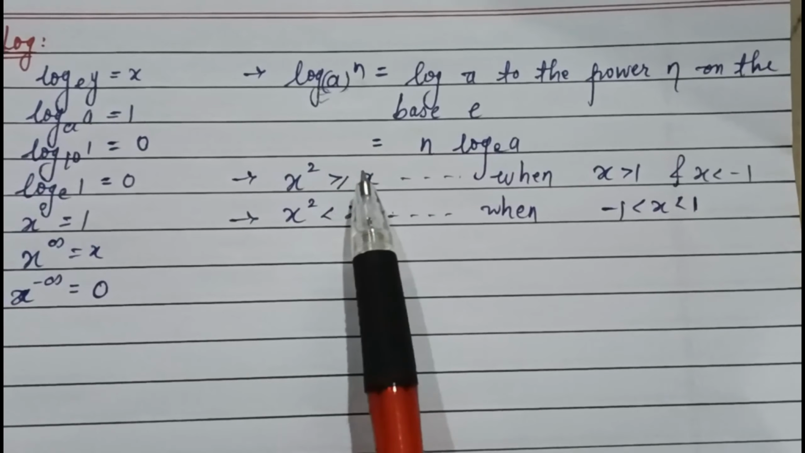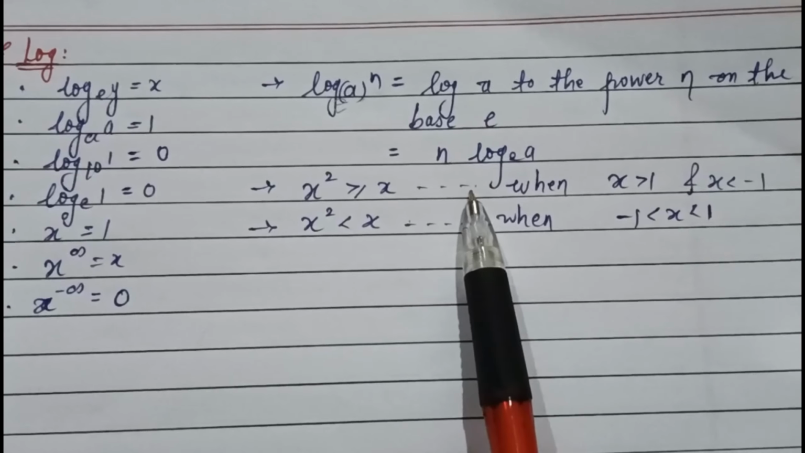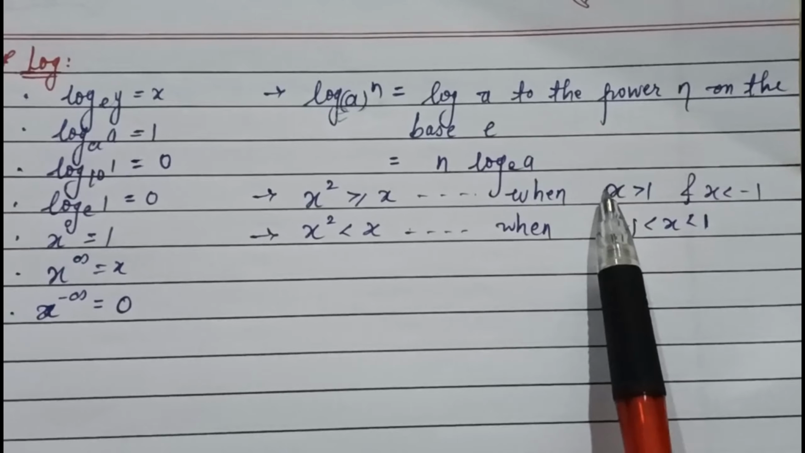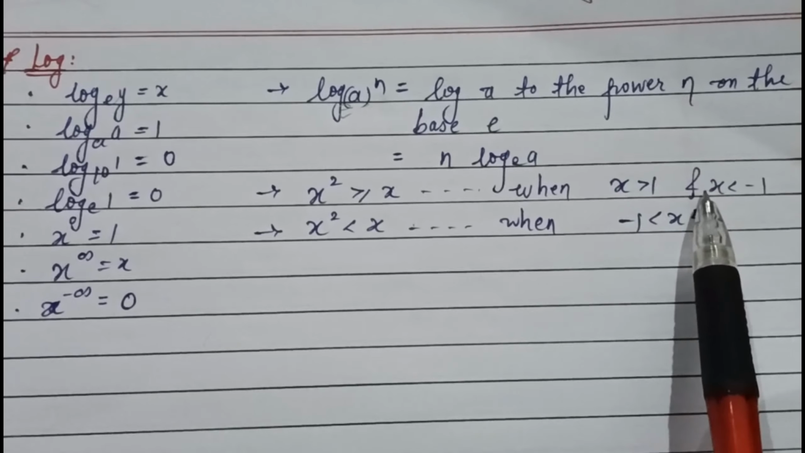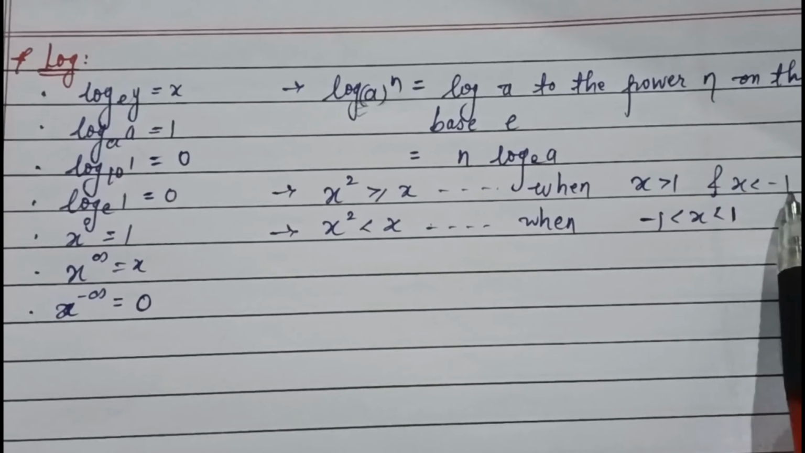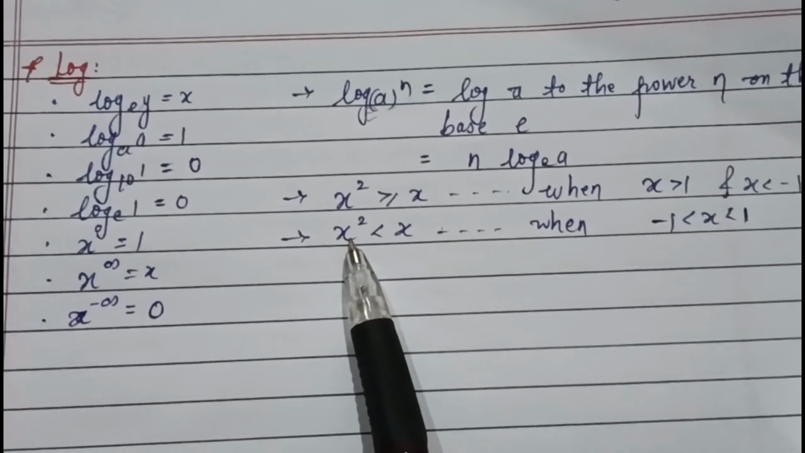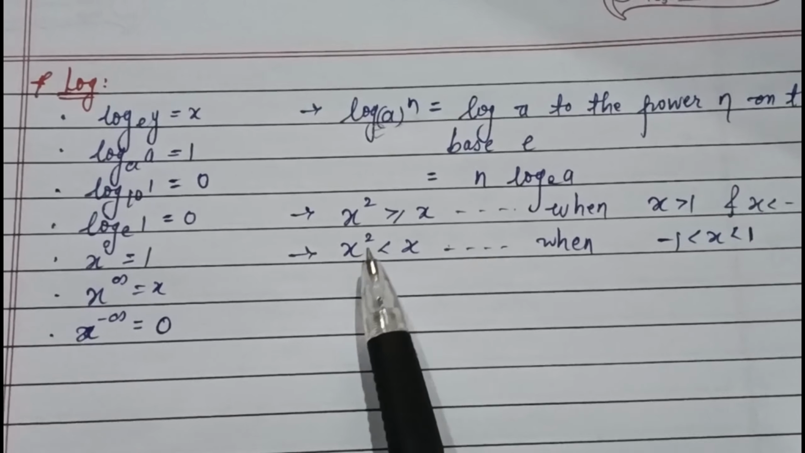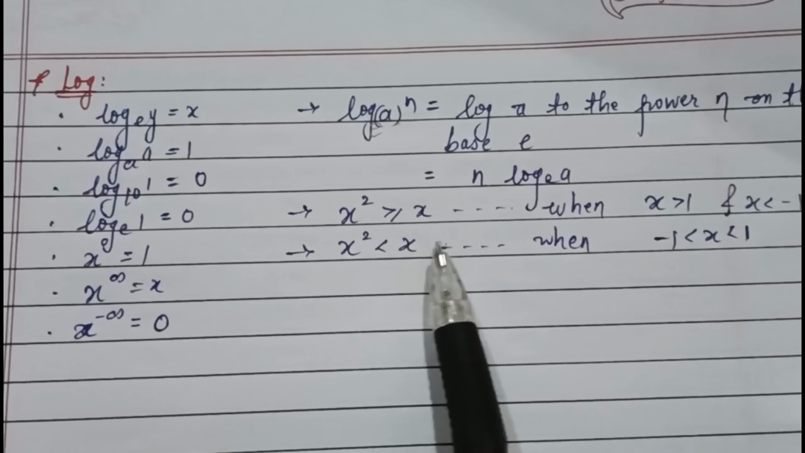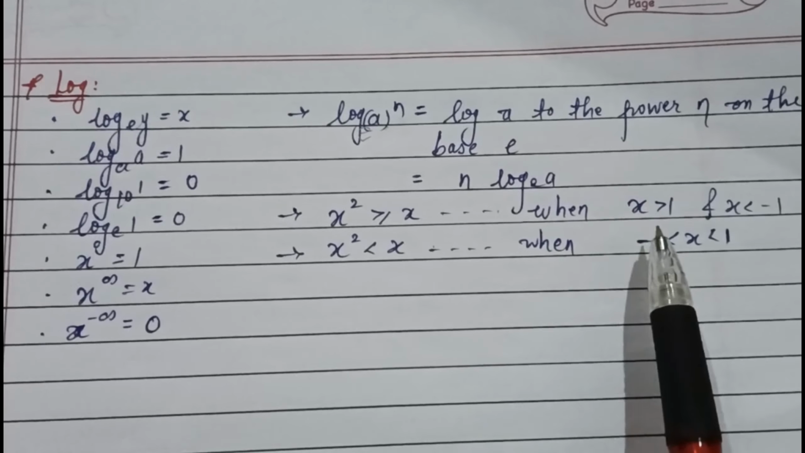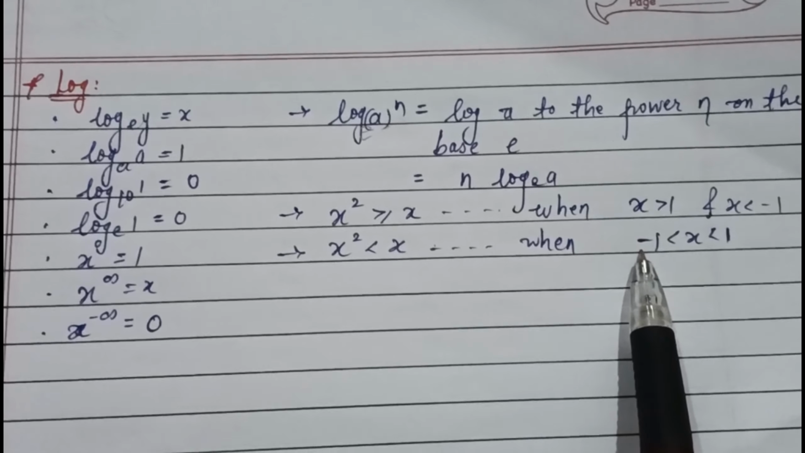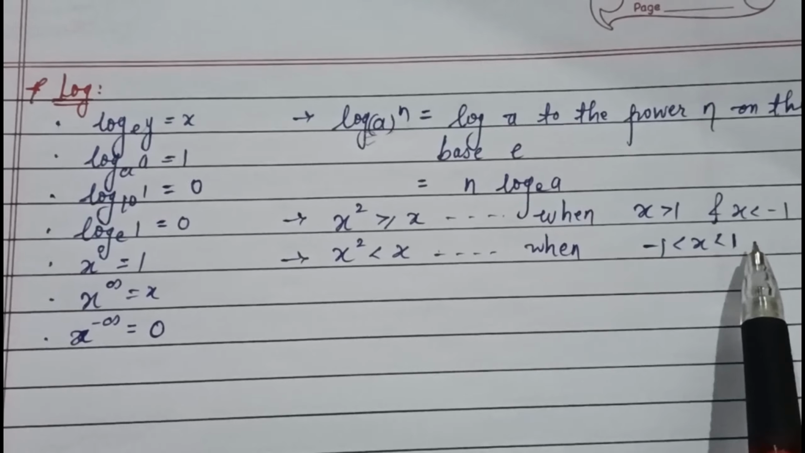If x square is greater than or equal to x, this happens when x is greater than 1 and x is less than 1. If x square is less than x, this happens when x ranges in between -1 and +1.